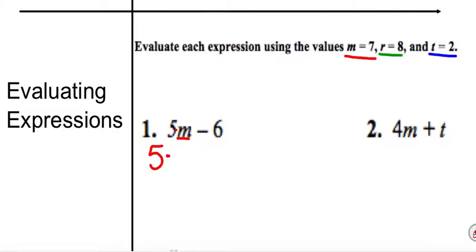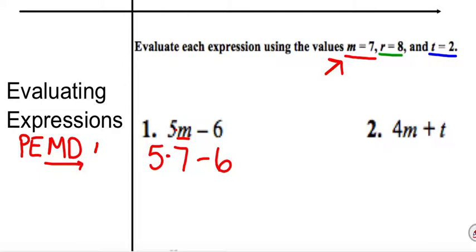If I go back up to the top, I see that m equals 7, so I'm going to substitute in that 7 for m and finish writing the equation. Now I need to go back and remember that I have to use order of operations, which most of you remember as PEMDAS. I have to remember how to move left to right throughout the problem as well.